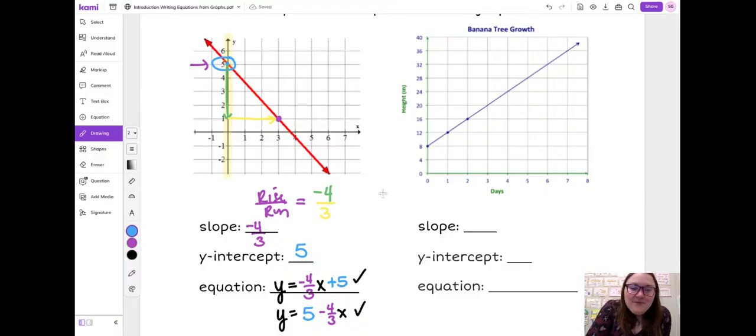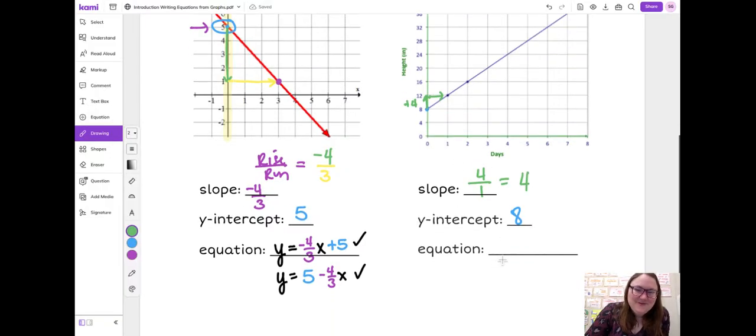For this graph here, our line crosses our y-axis right here at the number 8. So my y-intercept is 8. Our slope we had talked about in yesterday's lesson. When you look at the graph, notice it does go up 1 box and over 1 box, but here our rise is actually 4 because you're going from 8 to 12. So we need to go up 4 inches in height and then over 1 day. And 4 divided by 1 is 4. So our slope is 4.